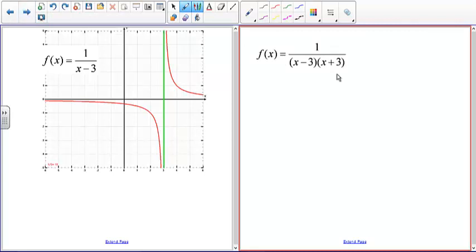Okay, so now we've got two factors. If I multiply this out, I'll get 1 over x squared minus 9. If I was given this function originally, I'd first have to factor it to find out what values of x make the denominator equal 0. At those points, I have vertical asymptotes. The question might be, do they go up or do they go down? Which ones go up, which go down?